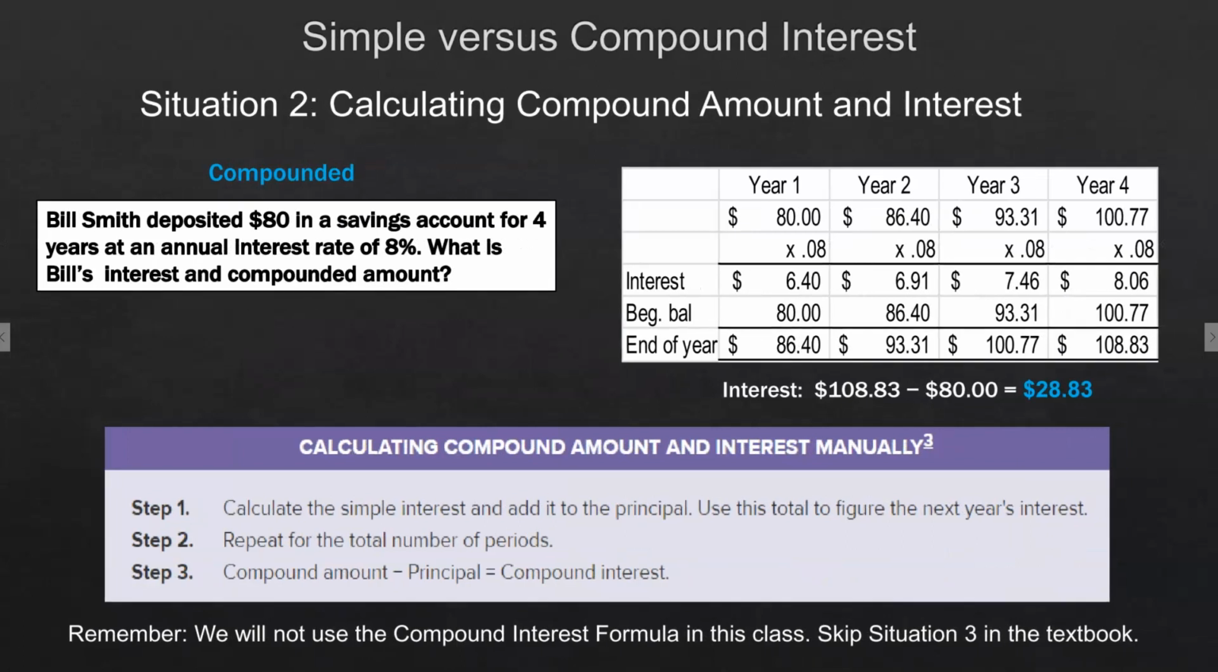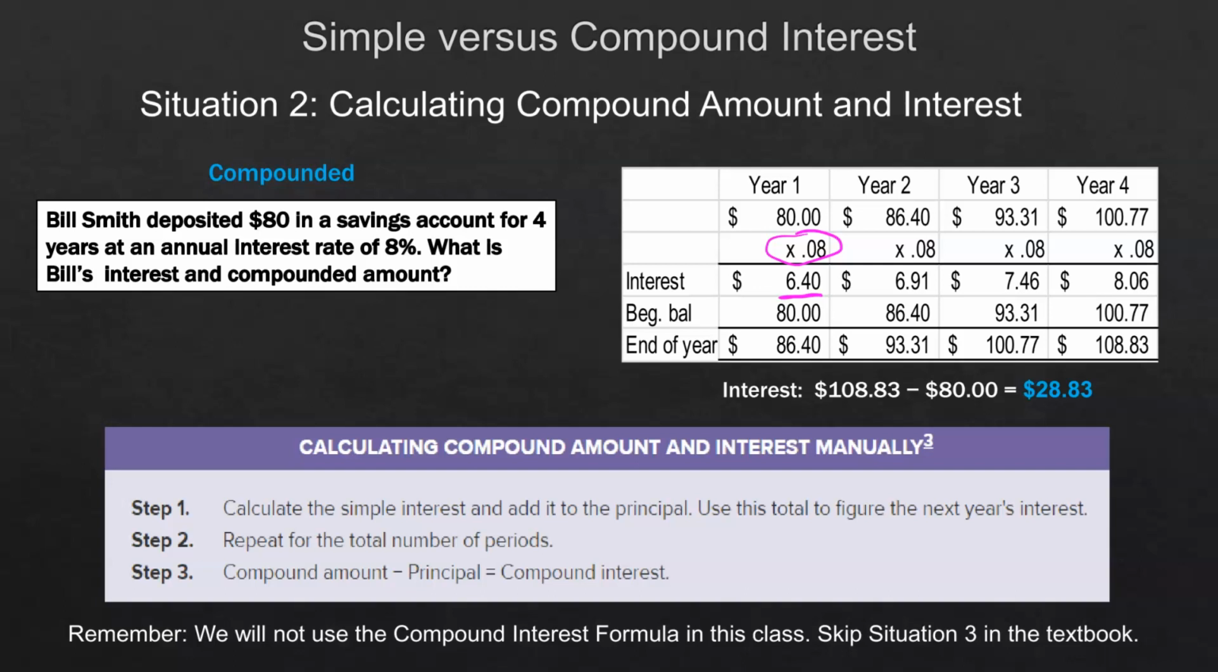Now this is compounding interest in the same type of account, except now we're not using simple interest for the whole thing. We're using it for each time it compounds. So Bill deposited the $80 for 4 years. The interest rate is 8%. Now on this one, we're compounding each year. So in year 1, if you look at these calculations, 80 times 0.08 and then we get $6.40 of interest.